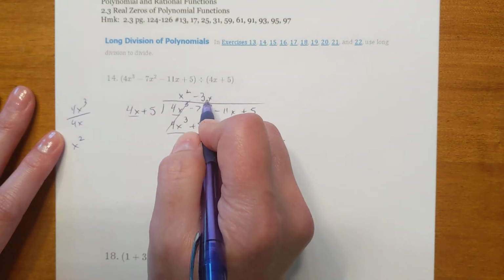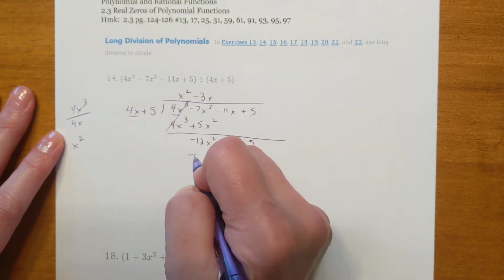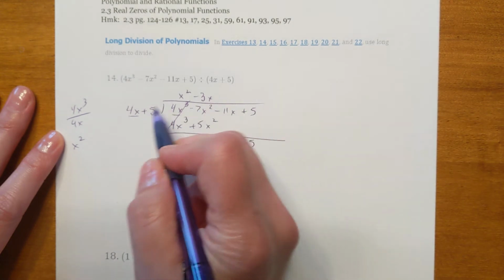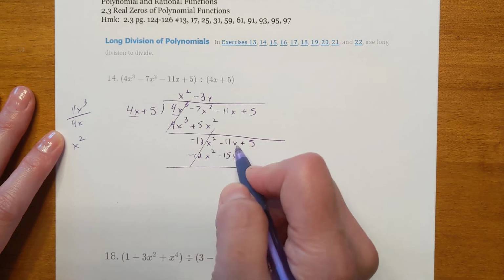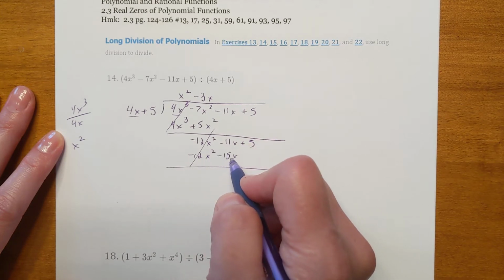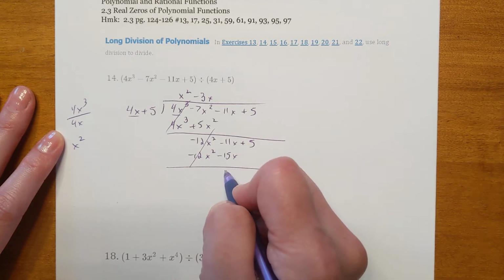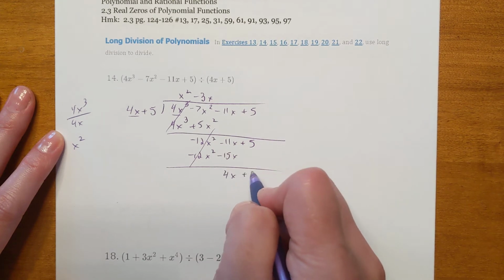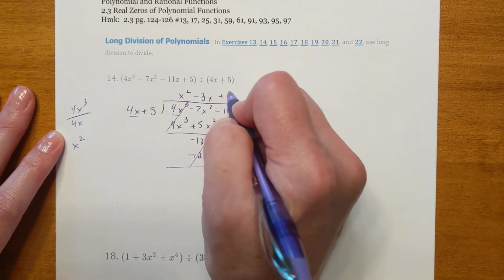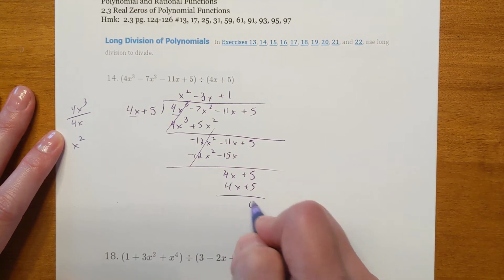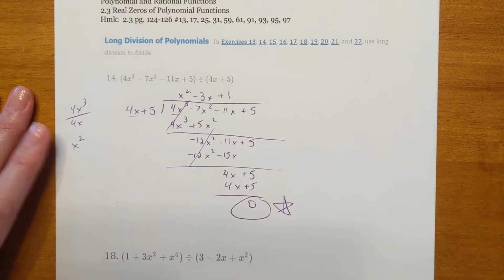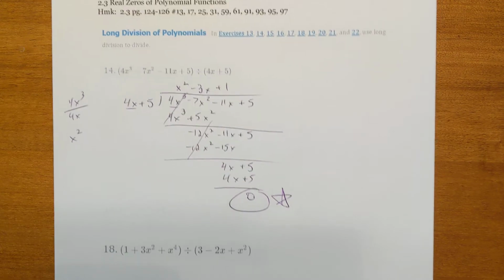Multiply again, so negative 3 times 4x, negative 12x squared. Negative 3 times 5, negative 15x. Subtract. Negative 11 minus negative 15 makes that plus 15. So that ends up with 4x plus 5. And so you just need a 1 up there. And so there is no remainder. When there is no remainder, that means it's a factor of it.